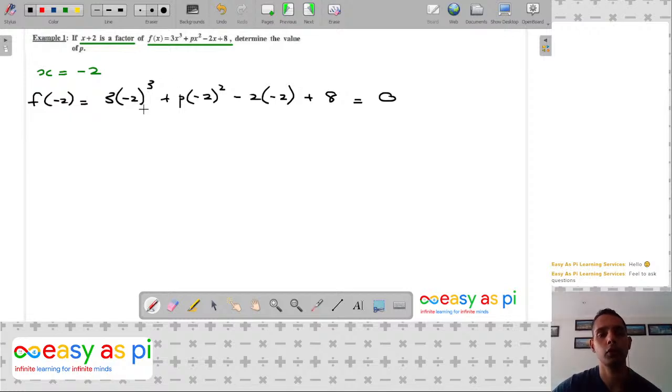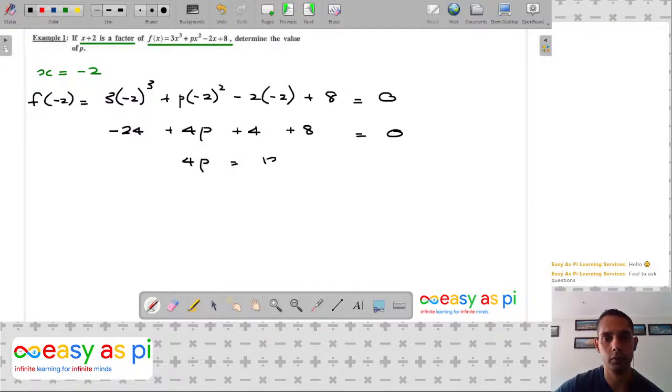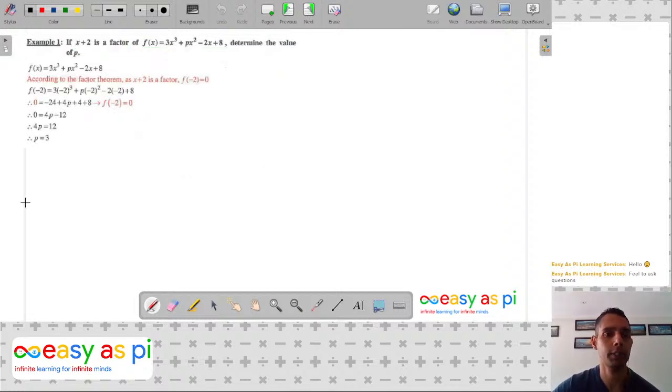So negative 2 cubed is negative 8 times 3 is negative 24. Negative 2 squared is 4. 4 times p, so plus 4p. Negative 2 times negative 2 is plus 4. And plus 8. So I get minus 24 plus 4 is minus 20. Minus 20 plus 8 is minus 12. Remember, that's equal to 0. I take that across. I then get 4p is equal to 12, and therefore I get p must be equal to 3. Okay. And there we go.